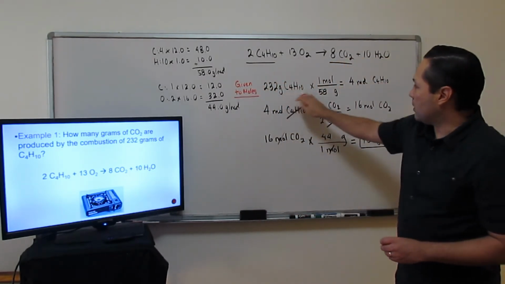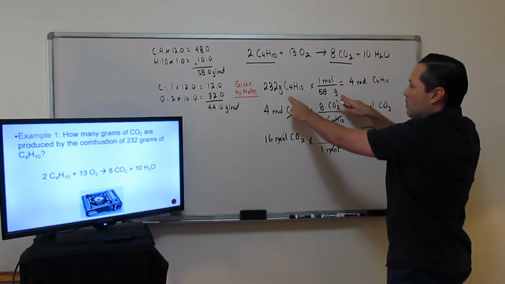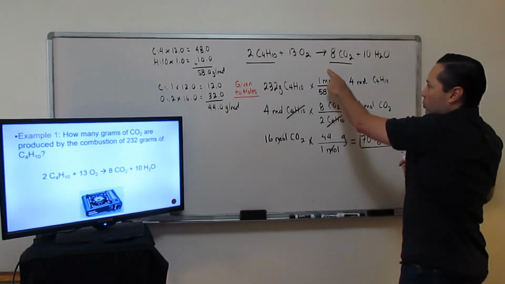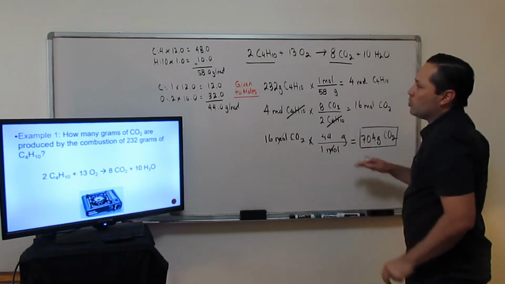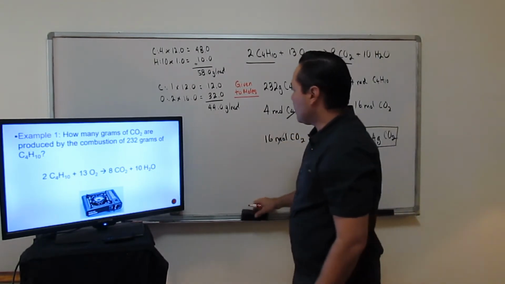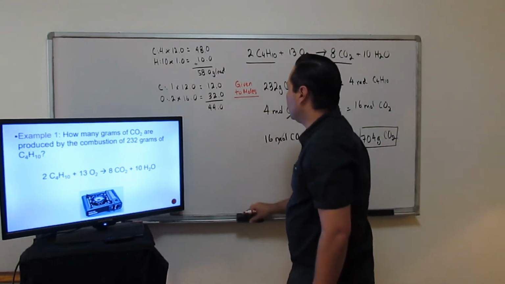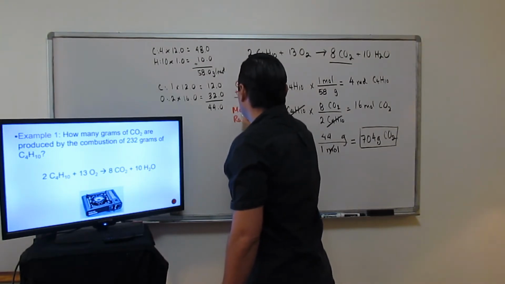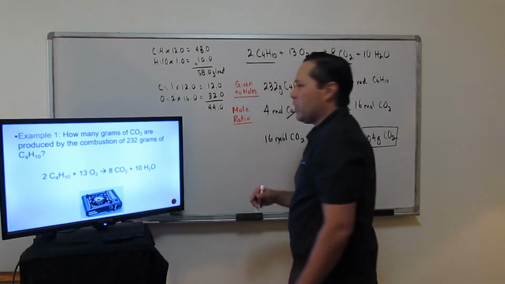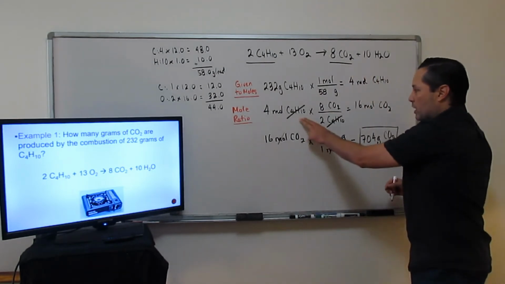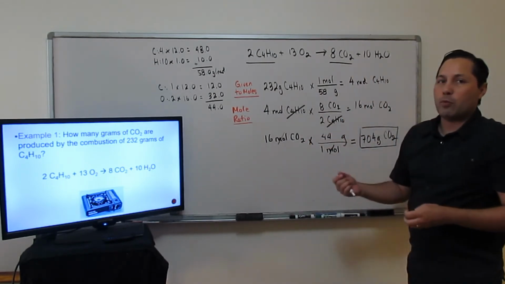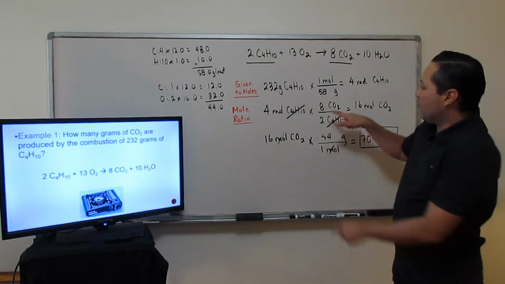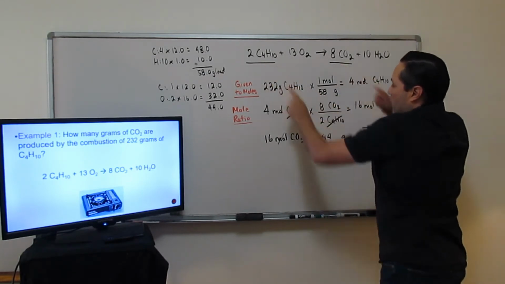Alright, so that's what I did here. Notice I put the grams in the denominator so that they can cancel each other out, moles in the numerator. So we ended up with 4 moles. What happens next? What happens next is a mole ratio. And in our mole ratio, we take the moles of the given and change it for moles of the molecule you're looking for. The values here came from the balanced equation.